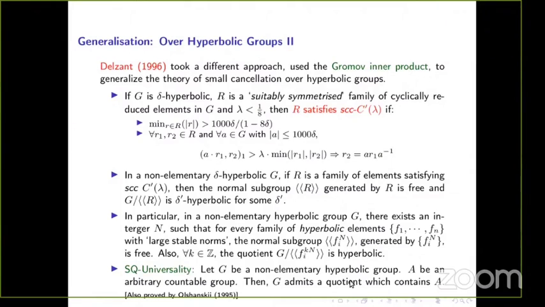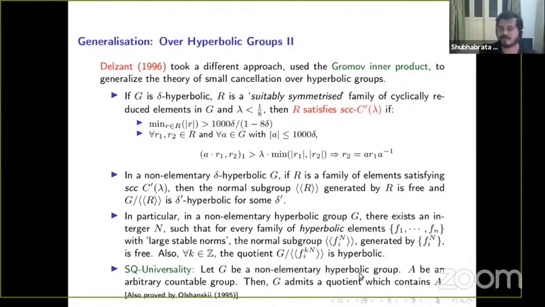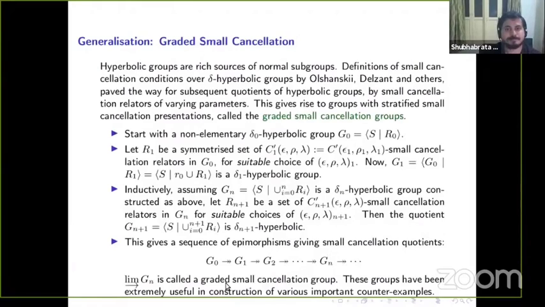Another very important result in this paper is SQ universality, which says that given any countable group, there is a quotient of a given group in which you can embed that given group. So he proved SQ universality for groups satisfying this type of conditions. In fact, he proves SQ universality for non-elementary hyperbolic groups, which was also proven by Olshanskii in a different result by different methods.